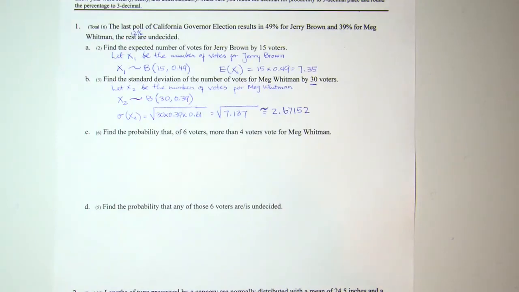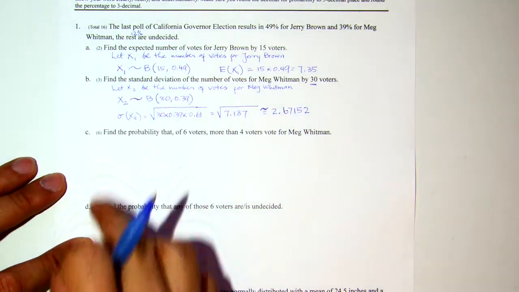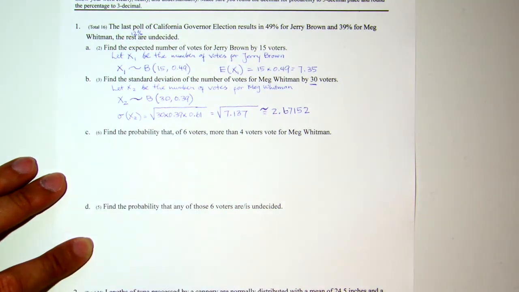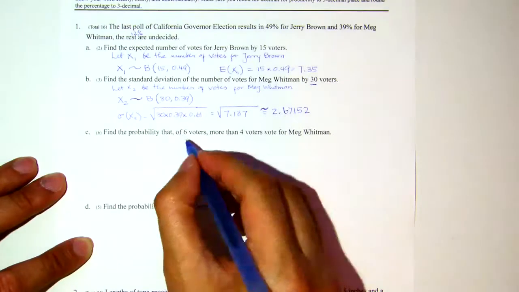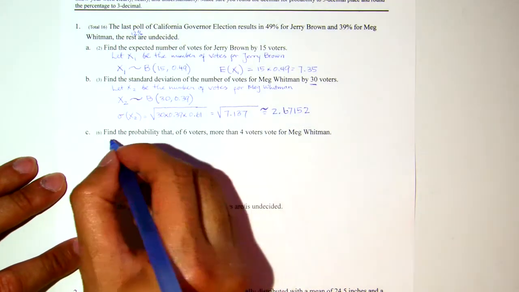Now let's work on Fall 2010 Math 227 Test 2, number 1, part C and D. In the other video we already did parts A and B. Part C: find the probability that of 6 voters, more than 4 voters vote for McWhitman.